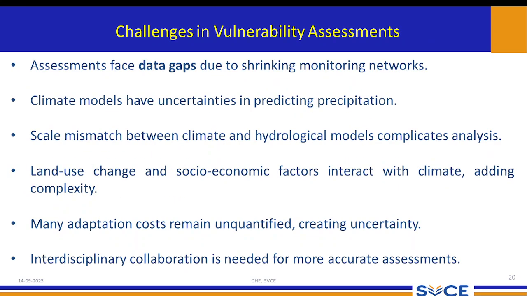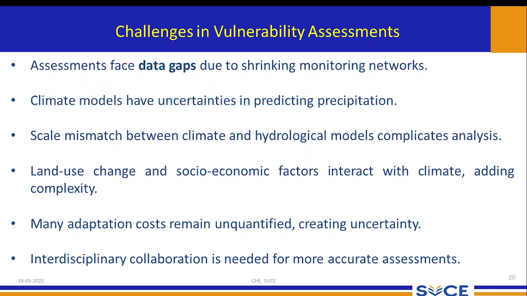Coming to the challenges in vulnerability assessment: assessments face data gaps due to shrinking monitoring networks. So why do we need to go for a vulnerability assessment? Then only can we understand the maximum effect. So vulnerability assessment is one of the challenges. What are the factors which need to be considered in assessing the vulnerability? Assessments face data gaps due to shrinking monitoring networks. If you don't have data, obviously that will happen. We are not monitoring properly.